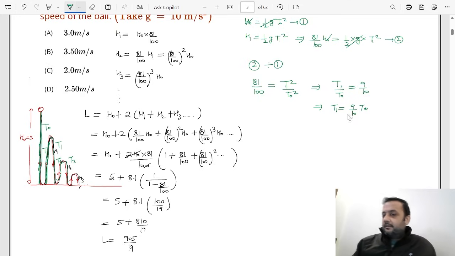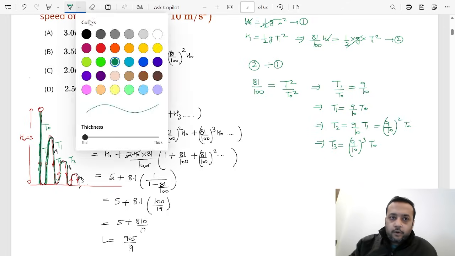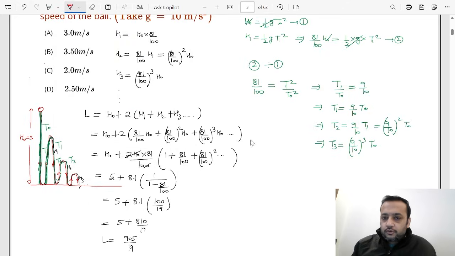So what do we understand? That this time t1 will be 9 by 10 times the previous time, which was t naught. Hence the same pattern will follow, so t2 will become 9 by 10 of t1, which means 9 by 10 square of t naught. Similarly t3 will become 9 by 10 cube of t naught. So how will we calculate the total time? Total time will be t naught, the first fall time, plus 2 t1, because t1 goes up and t1 again coming down, plus twice t2 plus twice t3. This pattern will go till infinity.